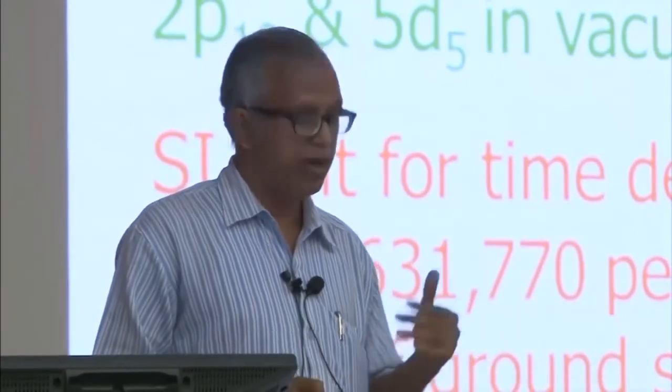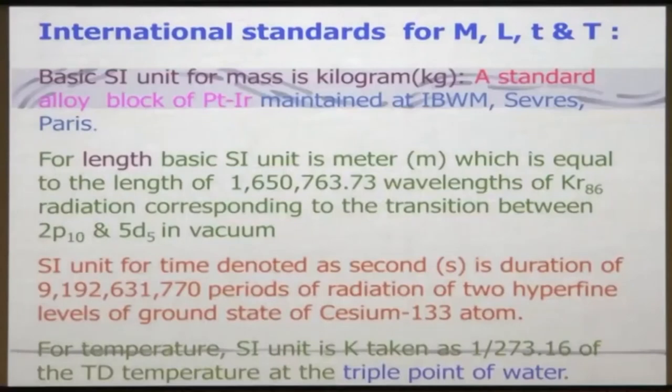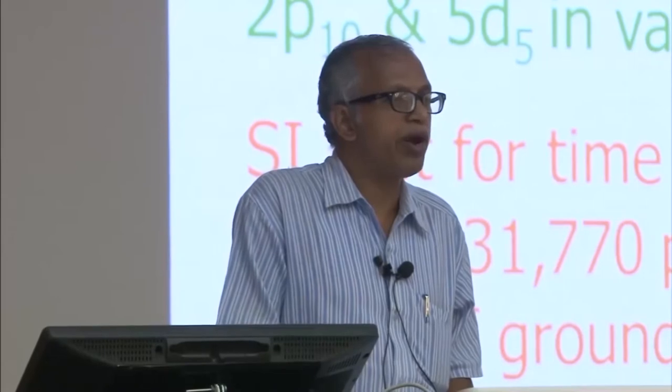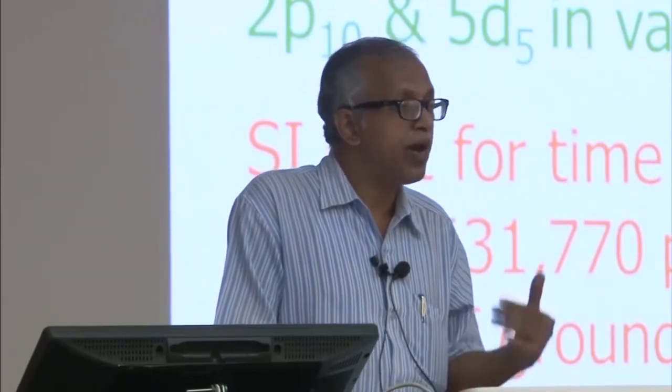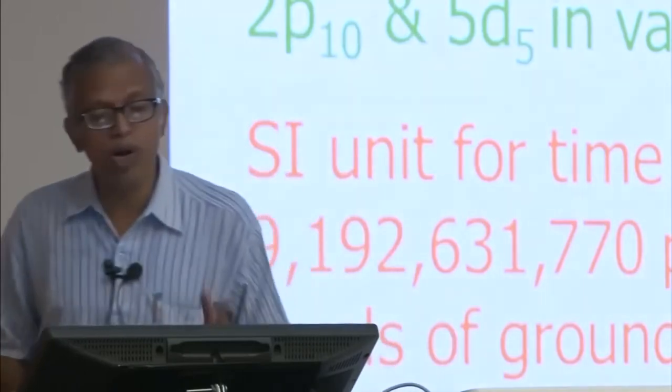And for temperature, in recent times people are using the triple point of water. It is expressed in Kelvin and taken as 1 over 273.16 of the triple point of water. In earlier days, as we will discuss as we go along, people were using the steam point and ice point as the reference. But now the triple point is accepted worldwide because of its preciseness.